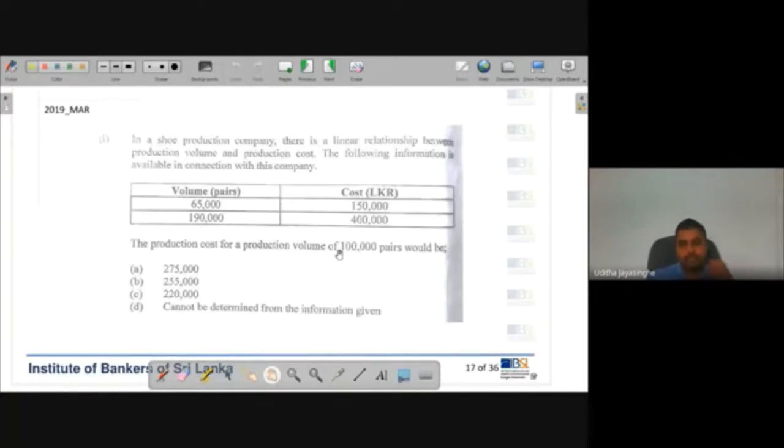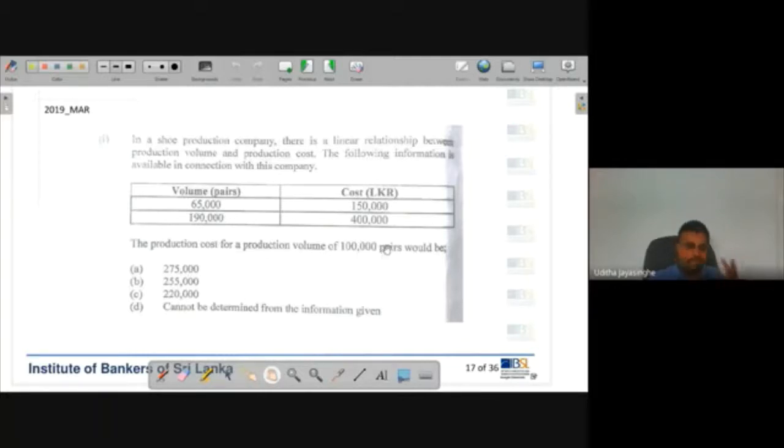So what do we have here? We have two levels of production. What are these levels? The volume at 65,000 and the volume at 190,000. And the associated costs are given. Okay, but what are these costs? We are not really sure. What is the expectation? The production cost for a production volume of 100,000 pairs would be.